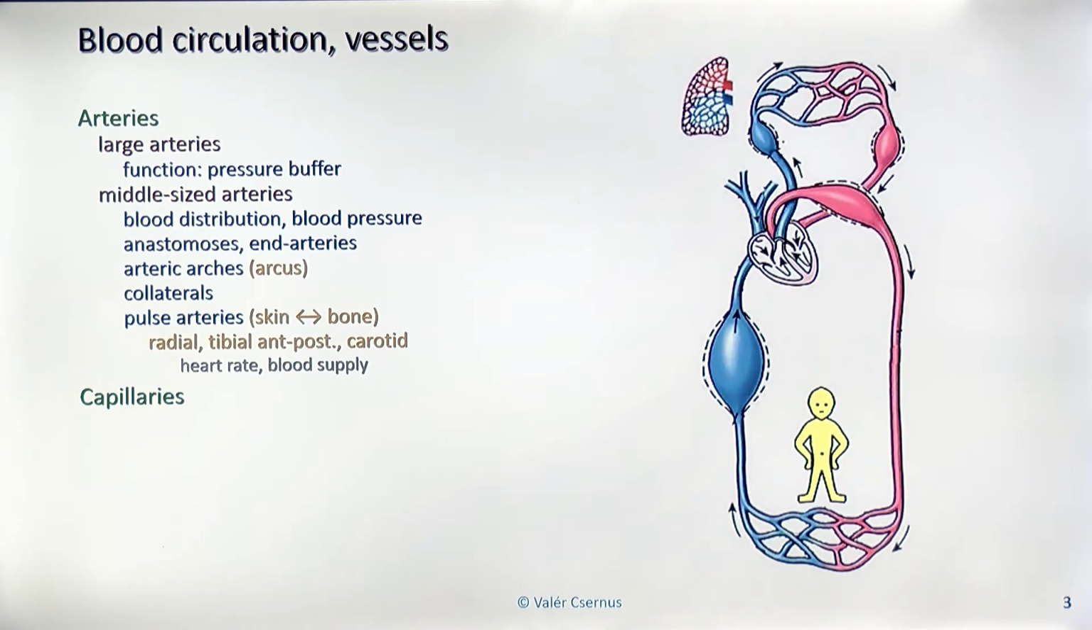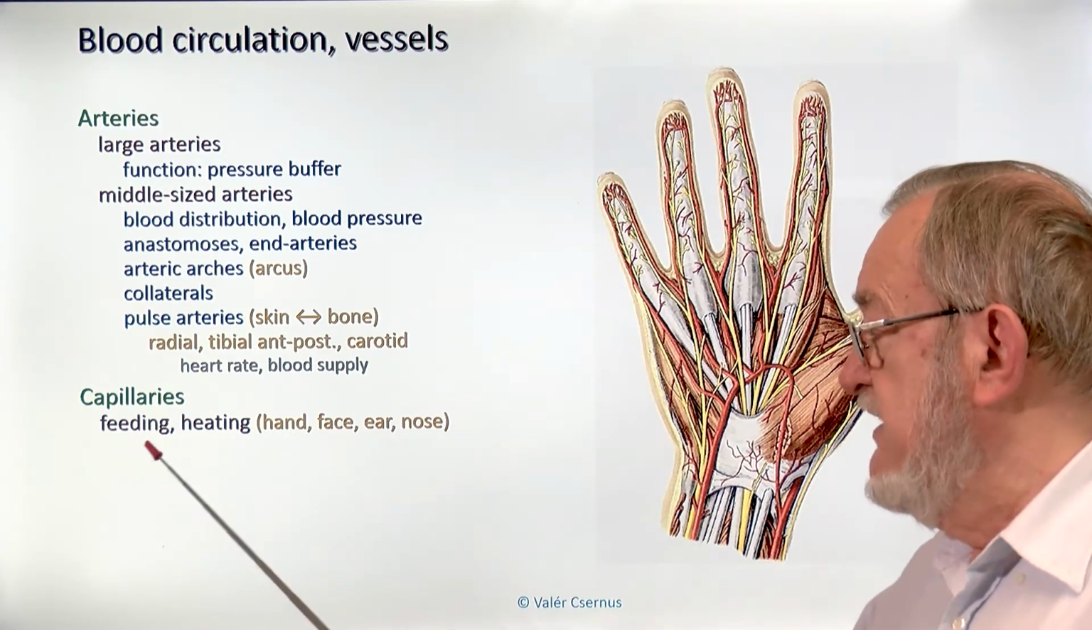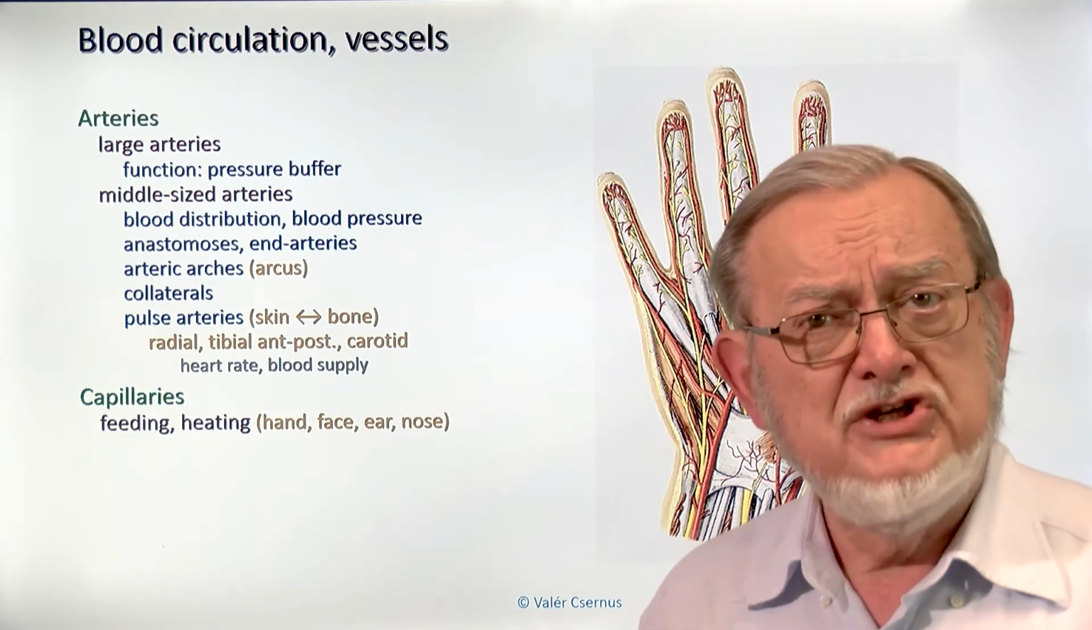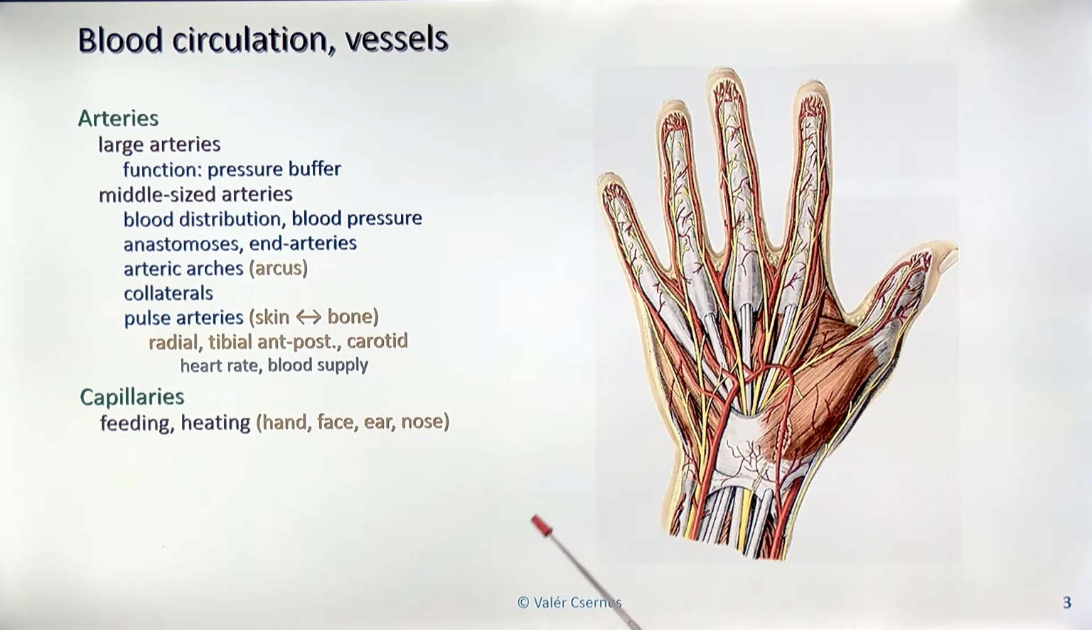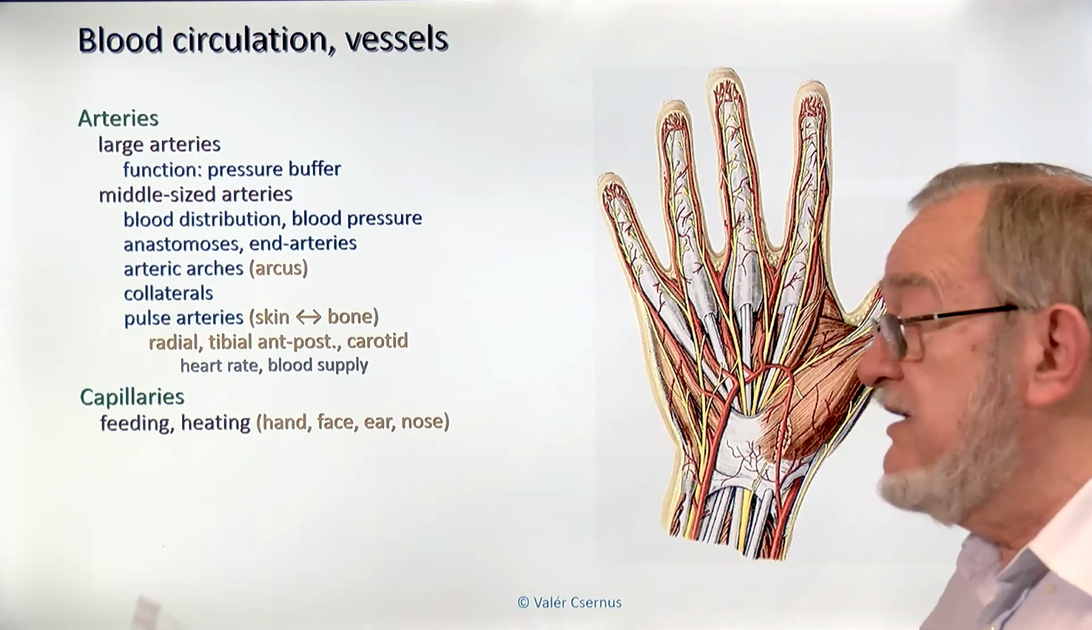The capillaries are tiny vessels of microscopic size. Whatever anatomy is concerned, you have to know what they are doing. The number one, obvious thing is feeding, so it's carrying oxygen and nutrition and supplying the particular tissue or organ. There is another less known thing, that this works like a central heating.